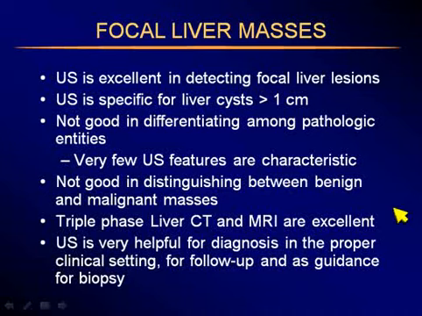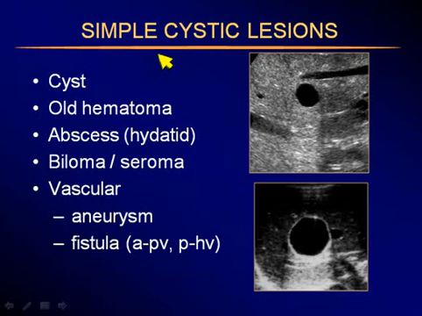Triple phase liver CT and MRI are excellent modalities for this, but we are good for picking up a focal mass, and we are also very helpful in the diagnosis in the proper clinical setting. We're good for follow-up and as a guidance for biopsy. We can see simple cysts. Now, this is a classical cyst like anywhere else in the body. Anechoic mass, smooth margins, excellent sound transmission. So this is a simple cyst in the liver.